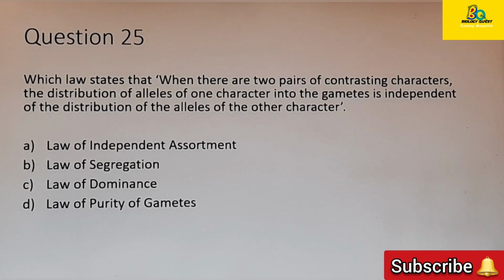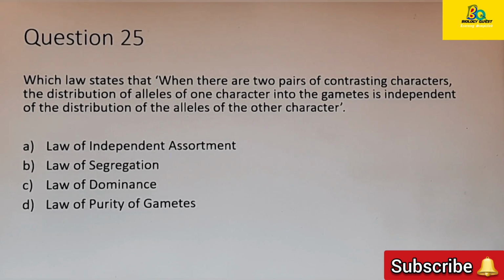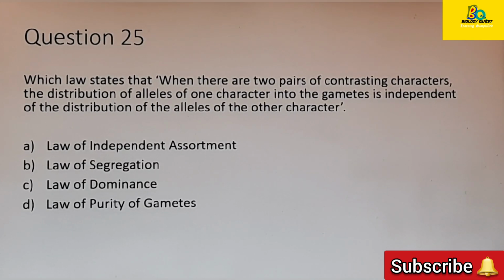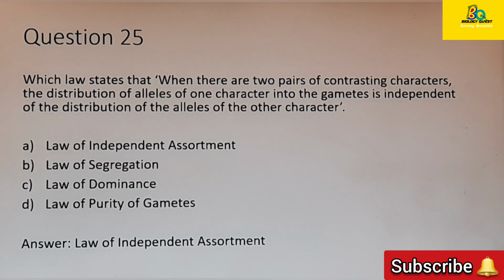Even though we don't have to study the cross, we have to study the law. The law which states that when there are two pairs of contrasting characters, the distribution of alleles of one character into the gametes is independent of the distribution of the alleles of the other character is the law of independent assortment. Correct answer is option A, law of independent assortment.